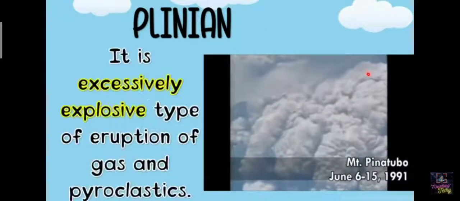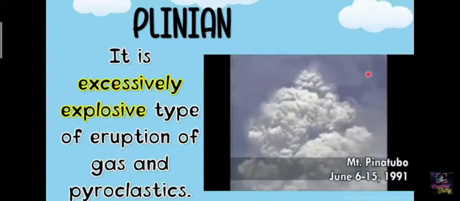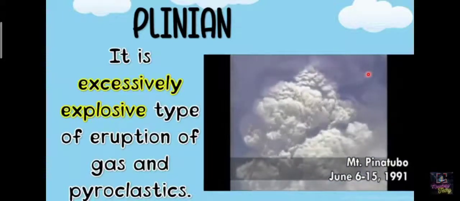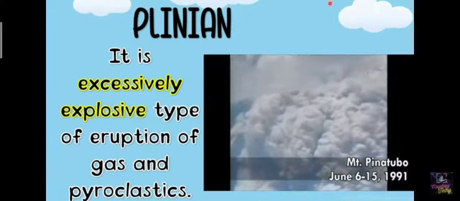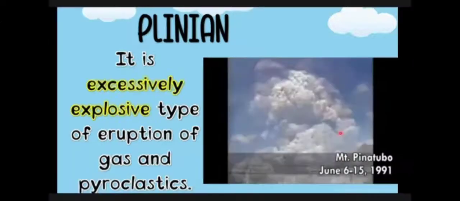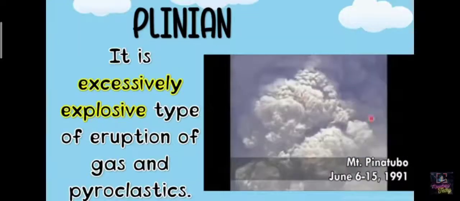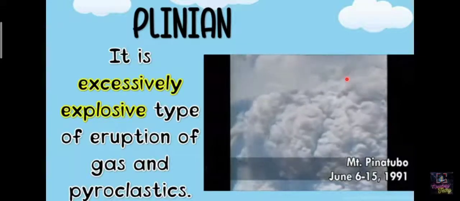The last one is the Plinian. So Plinian, it is an excessively explosive type of eruption of gas and pyroclastic. Take note that when we say Plinian, it is characterized by an excessively explosive type of eruption. This type of eruption is shown by Pinatubo volcano found in Zambales.